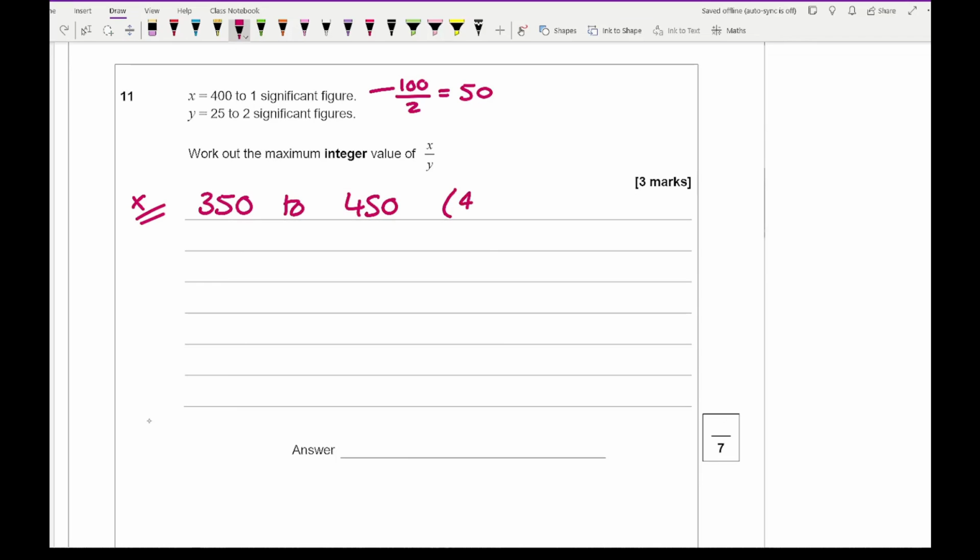Or you could write 449.9 recurring. Then for y, it's going to be 24.5 to 25.5, or 25.49 recurring.